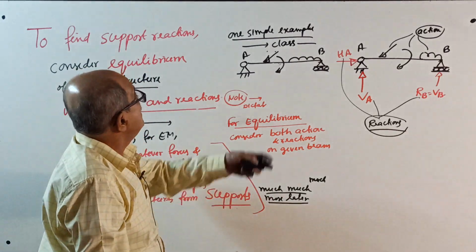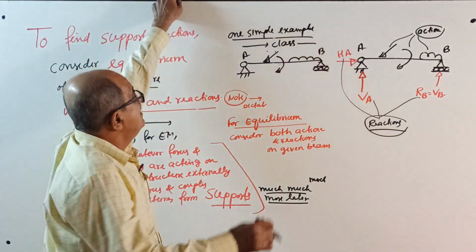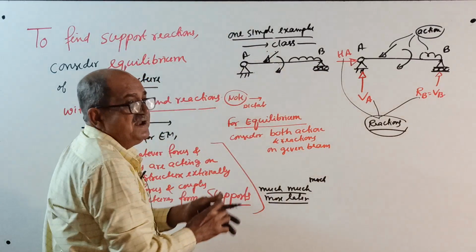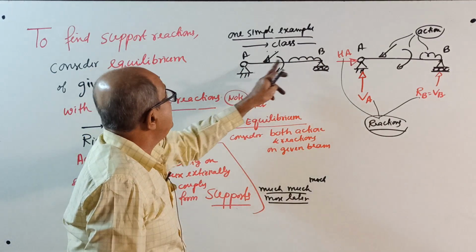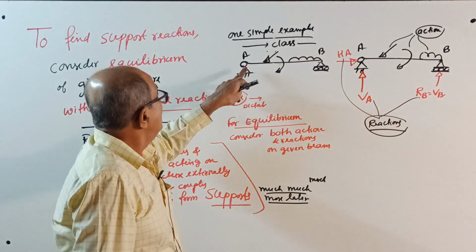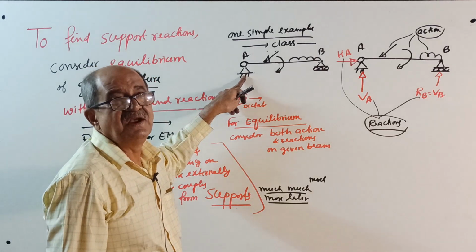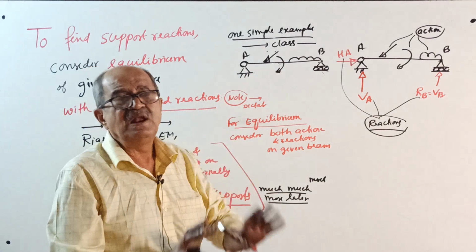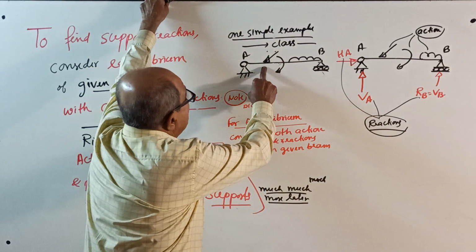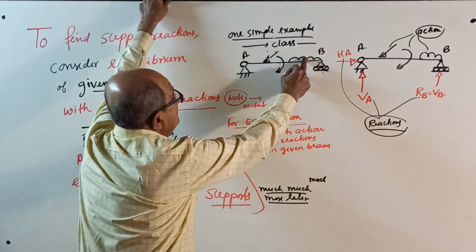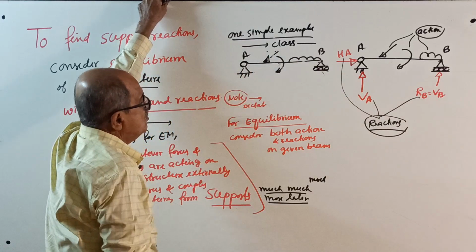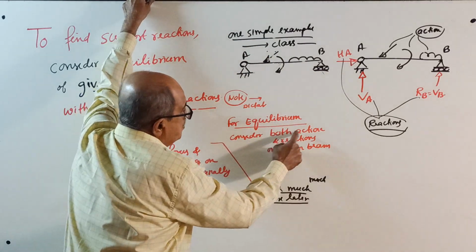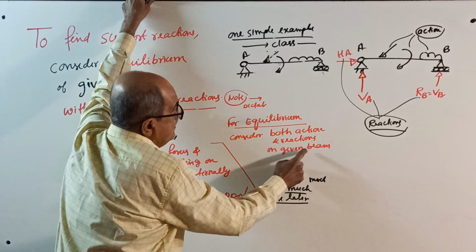Now, one simple example I will give you. One hinged support, one roller support. See, you write there: consider a beam AB where the left end A is hinged or pinned, and the right end is placed on a horizontal roller, subjected to random loading. See, some load and couple. Okay. Now, for equilibrium, consider both action and reaction on the given beam.